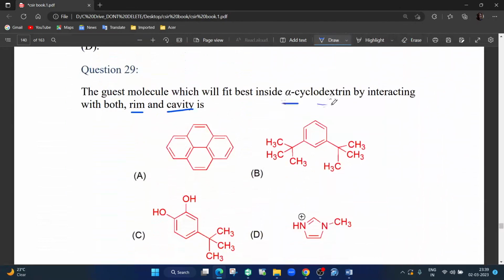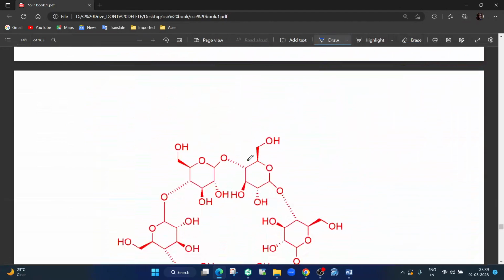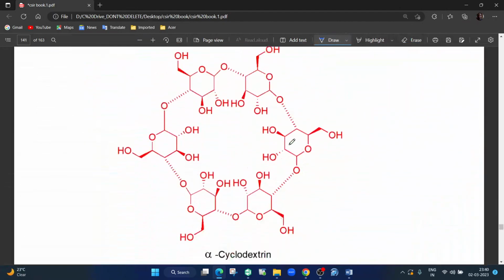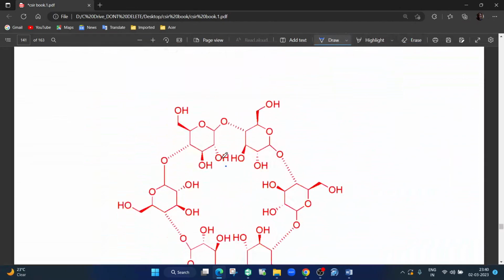So first you should know what is alpha cyclodextrin. So this is alpha cyclodextrin. Basically sugars are attached to each other, glucose molecules are attached through 1,4 alpha linkage. Okay, so 1,4, basically it has a lot of OH groups, very polar. So let us look at what will fit in the rim. So this rim has a lot of OH, so it should be able to form hydrogen bonding.